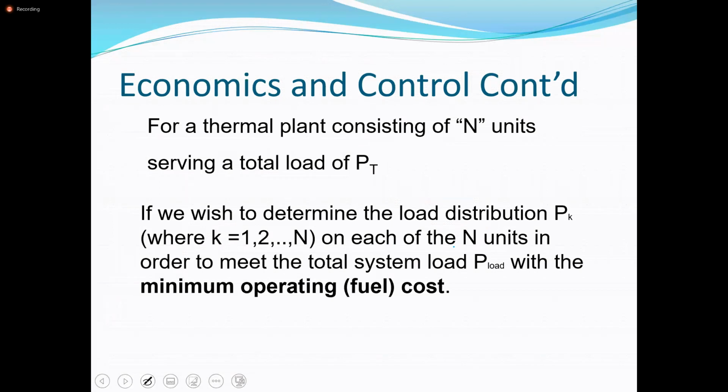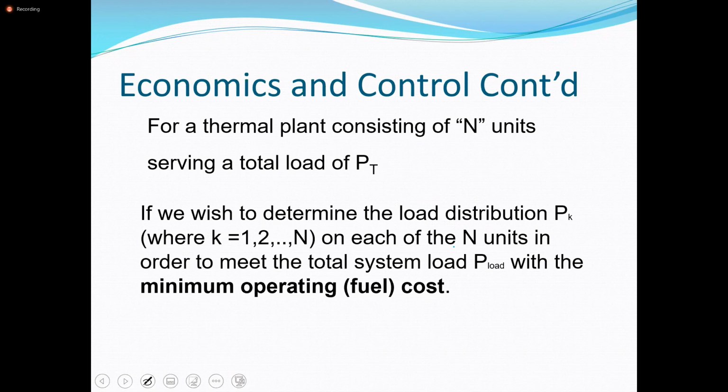For a thermal plant consisting of N units serving a total load of PT, what we want to do is to determine how we distribute the load. That is something else that I saw persons putting in their labs, to suggest that you put on a generator at a particular point to take on the existing load. The generator would be part and parcel of a network, and so the loads would be shared among the generators based on what we're talking about this afternoon.